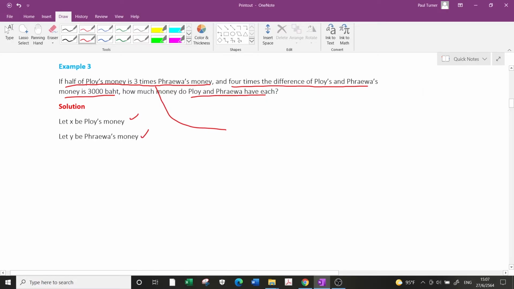Okay, so it says that half of Ploy's money, and Ploy's money is x, is equal to 3 times Prawa's money, which is 3y. So this gives you your first equation. What we can do there is just to rearrange that, multiply both sides by 2. So you'll get x equals 6y, rather. So that's your first equation.